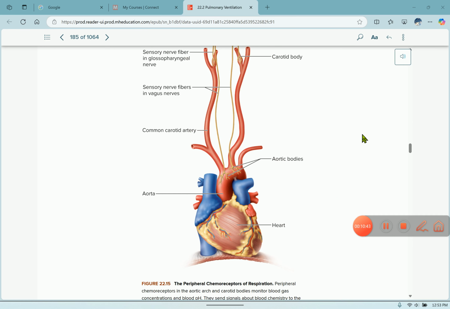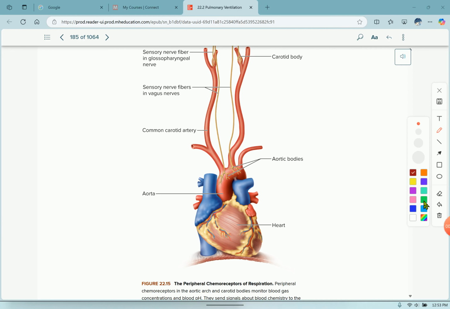Okay, a minute ago we mentioned the chemoreceptors that are in the brainstem, but we also have chemoreceptors that are located in our periphery. Okay, so they're located in the aortic arch, right? So you have chemoreceptors here. So chemoreceptors in the aortic arch, and you have chemoreceptors located in the carotid sinus, also known as the carotid body.